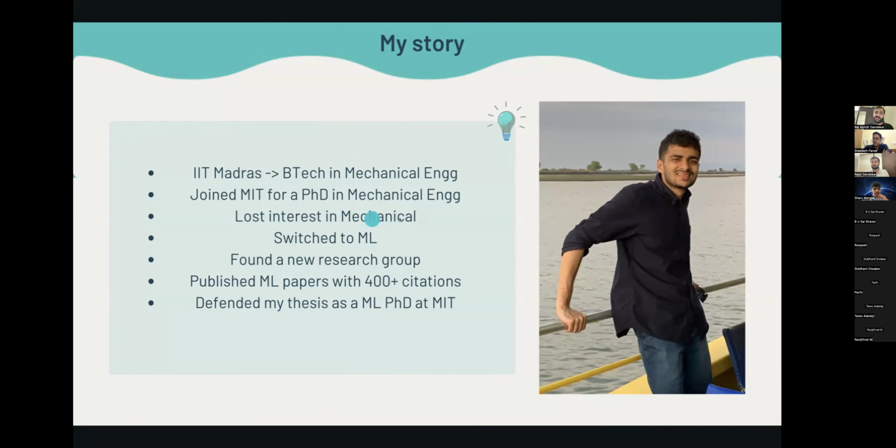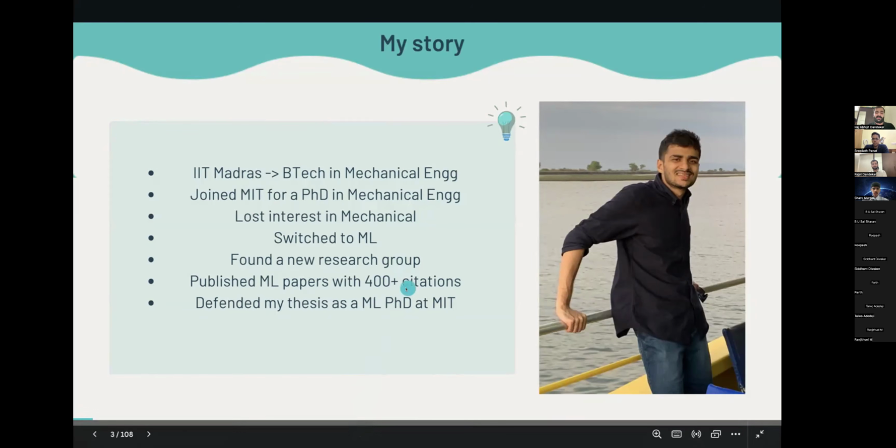So I started losing interest in mechanical engineering. At this point, I also had thoughts of quitting MIT. The whole dream of becoming a professor, which I had joined MIT for, really came crashing down. And at one point, I was literally booking flight tickets back from Boston to India.